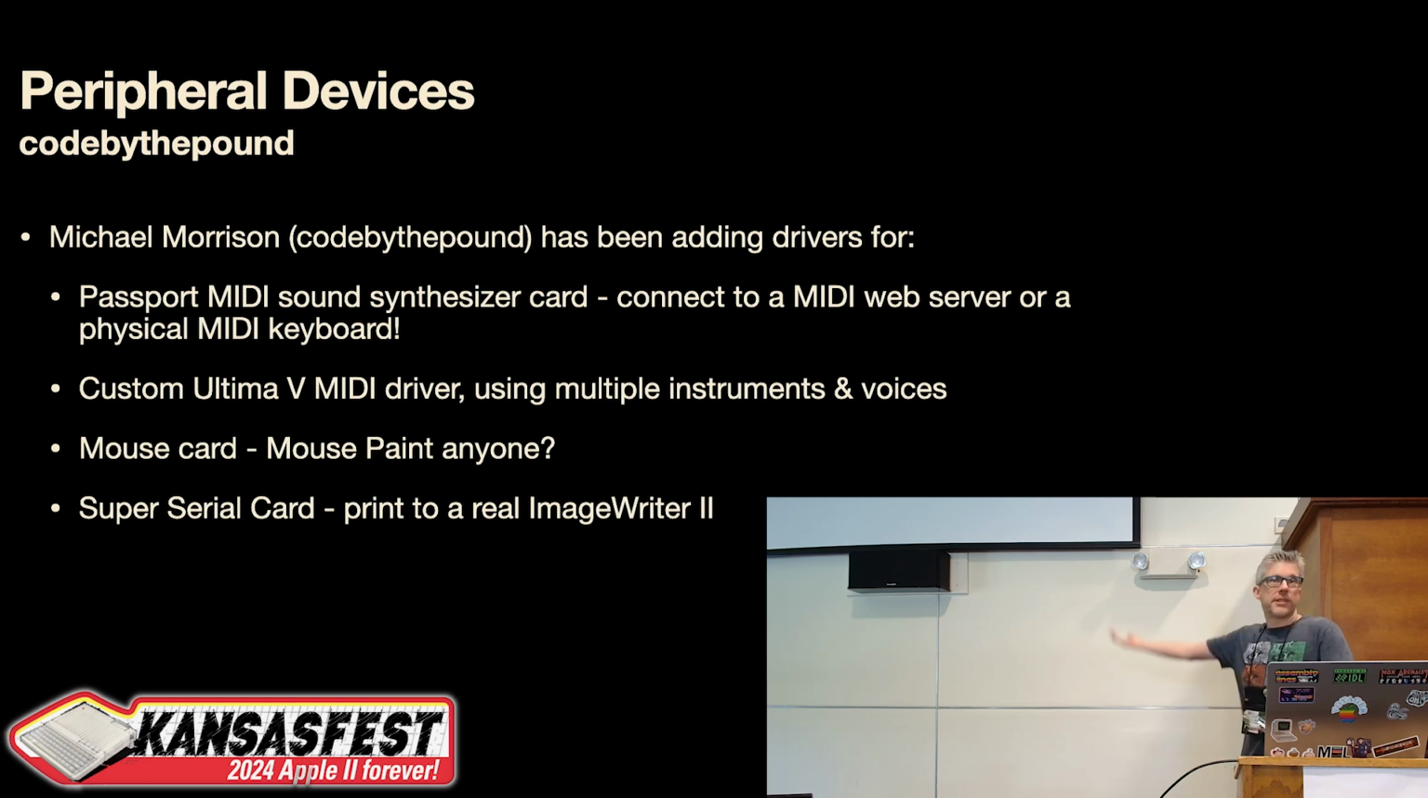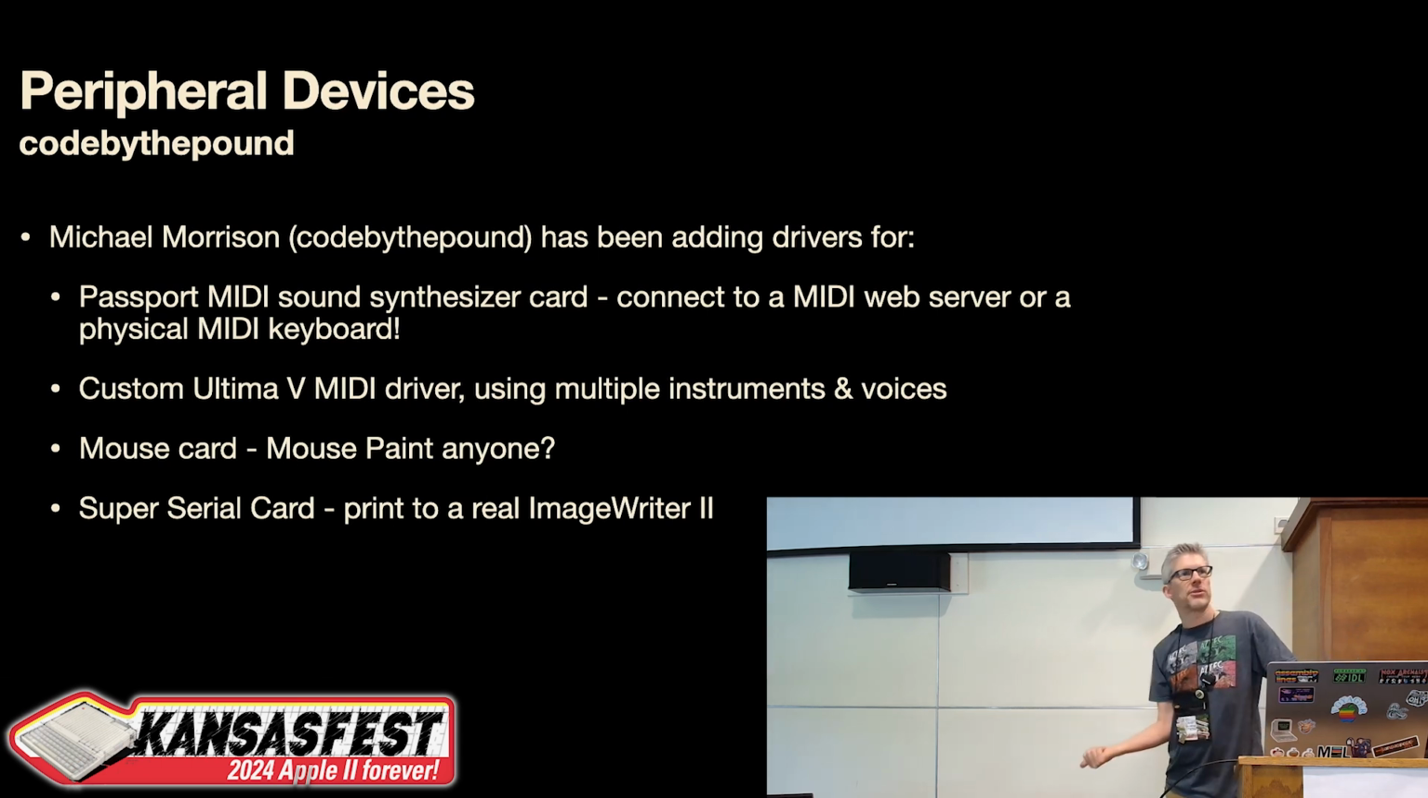And he's the master of peripherals. He also added support for the mouse, the Apple II mouse card, so you could use MousePaint if you wanted to in the emulator. And then the coolest thing, which he just did, is he added support for the Super Serial card, specifically printing to an ImageWriter. I had a printer before in the emulator that he had worked on, and it was just a virtual printer that would spit out a PDF. But he just got it working so you can actually connect your modern computer to an old ImageWriter and print from the computer to an ImageWriter.